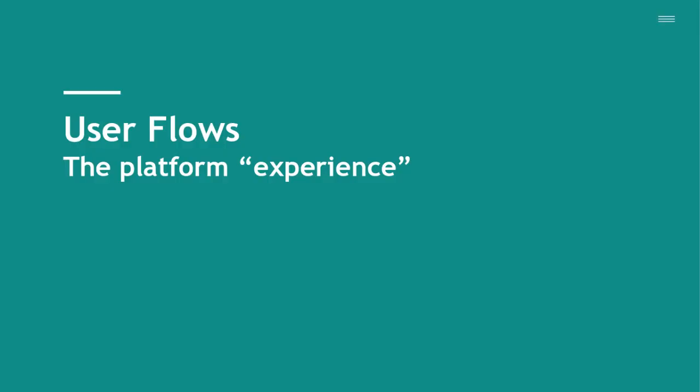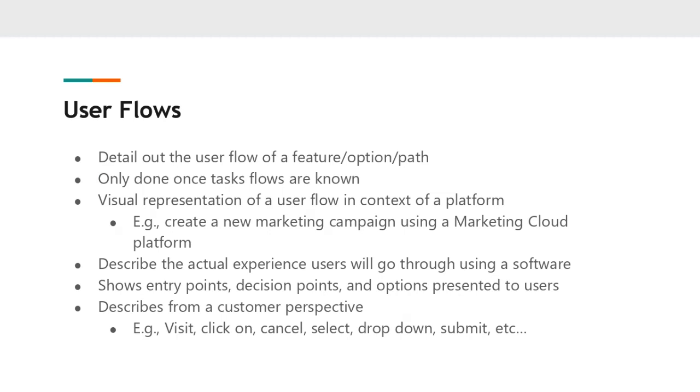So now we're moving on into the user flow, and that is what you will need to do for the assignment. You will need to go to Ticketmaster and describe and illustrate the user flow. The user flow, we've already said, is detailing out the flow of a feature, option, or a path. So you're going to detail out the path, the micro journey of buying tickets on Ticketmaster or placing an order on Freshie as well, is really what the assignment will be. It's only done once the task flows are known.